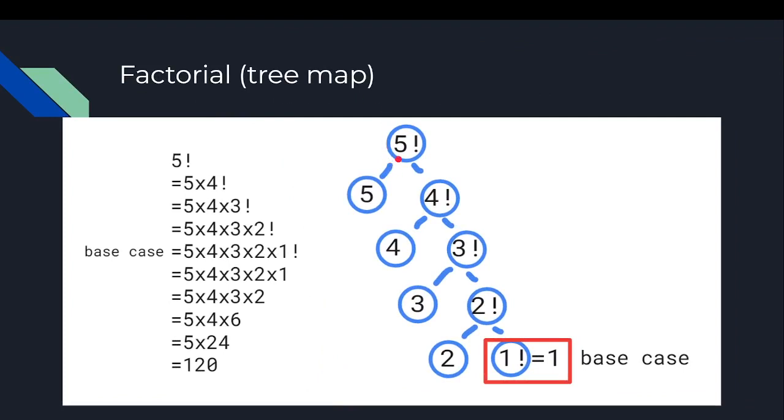As you can see, 5 factorial is equal to 5 times 4 factorial. 4 factorial is 4 times 3 factorial. 3 factorial is 3 times 2 factorial, and 2 factorial is 2 times 1 factorial. Here, 1 factorial is the base case. So we notice that 2 factorial is 2 times 1, which is 2. 3 factorial is 3 times 2, which is 6. And then 4 factorial is 4 times 6, which is 24. And 5 factorial is 120.